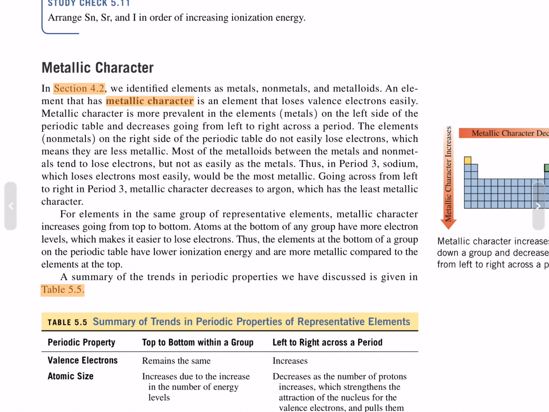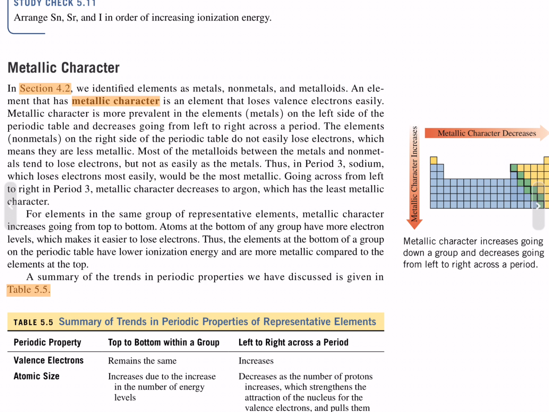Metallic character. In section 4.2, we identified elements as metals, nonmetals, and metalloids. An element that has metallic character is an element that loses valence electrons easily. Metallic character is more prevalent in elements, metals, on the left side of the periodic table and decreases going from left to right across a period.